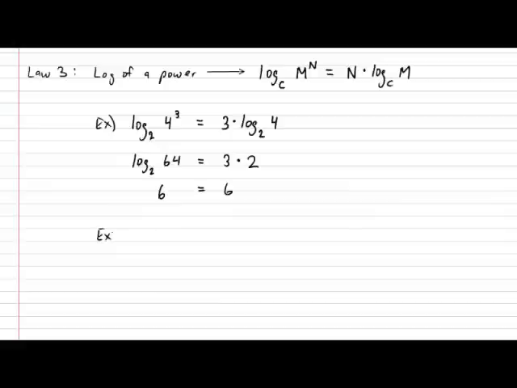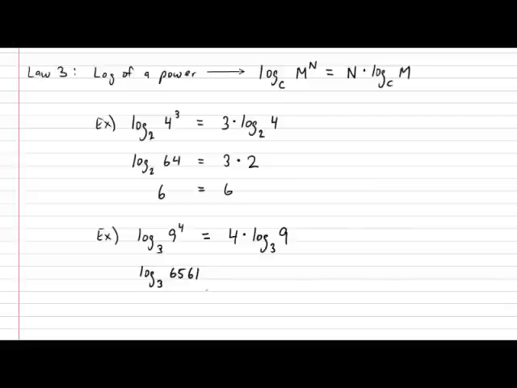Suppose this time I give you the expression log in base 3 of 9 exponent 4. Let's prove that this is equivalent to 4 multiplied by log base 3 of 9 by itself. Let's simplify the left side first. Simplifying the left side will give us log base 3 of 6,561.